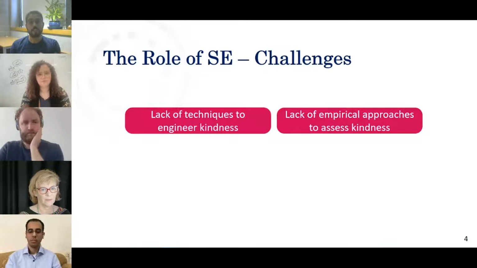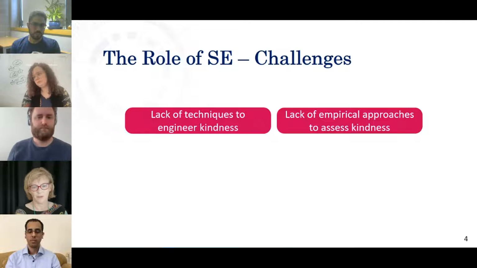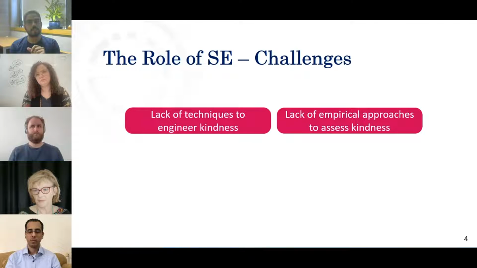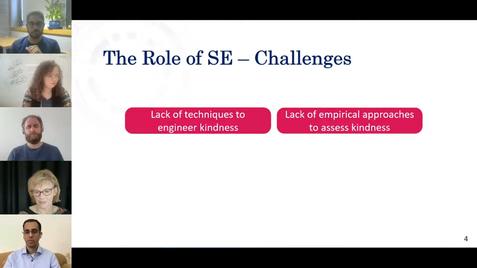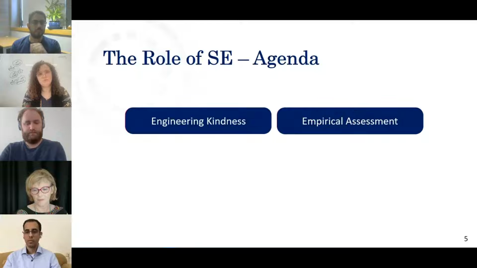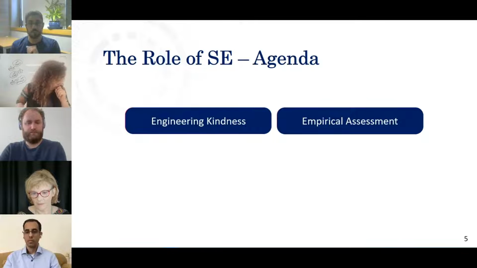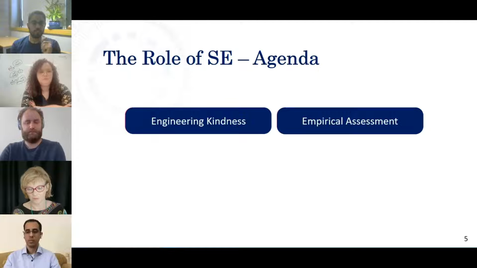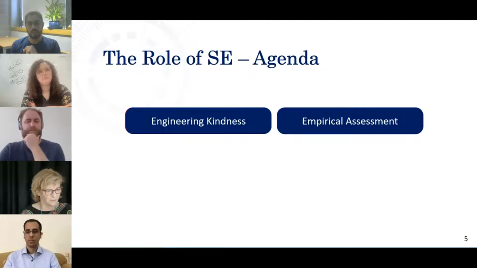And the second challenge is the lack of empirical approaches to assess kindness. The point in the second challenge is not only in selecting a suitable set of empirical methods, but also in rethinking existing methods in light of the engineering challenges. And based on these challenges, we suggest a research agenda for the community, which we summarize under two headings: engineering kindness and empirical assessment.